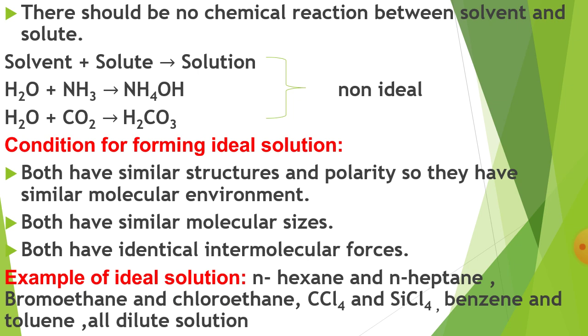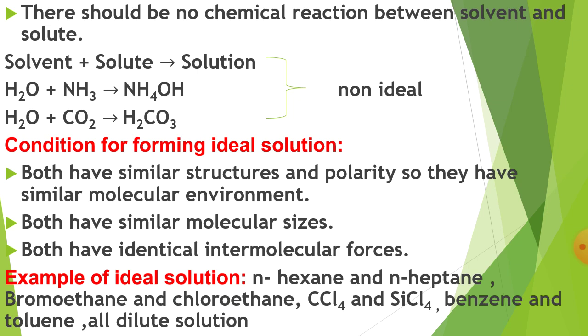Some common examples are n-hexane and n-heptane. Both are alkanes. N-hexane means normal hexane. N-heptane means normal heptane. N-hexane contains 6 carbon atoms. N-heptane contains 7 carbon atoms. Both have similar structure and similar intermolecular force of interaction, that is, van der Waals interaction. That's why when these two components come in the form of a solution, the solution should be an ideal solution.